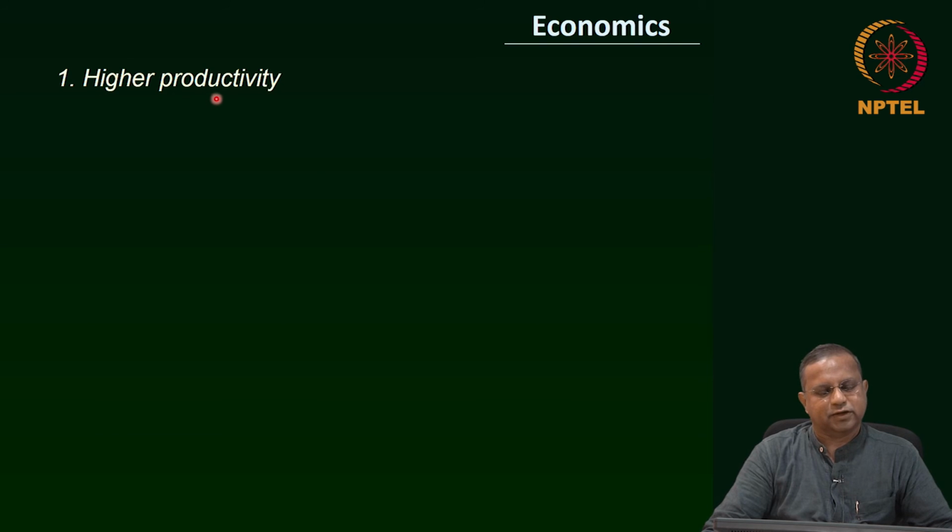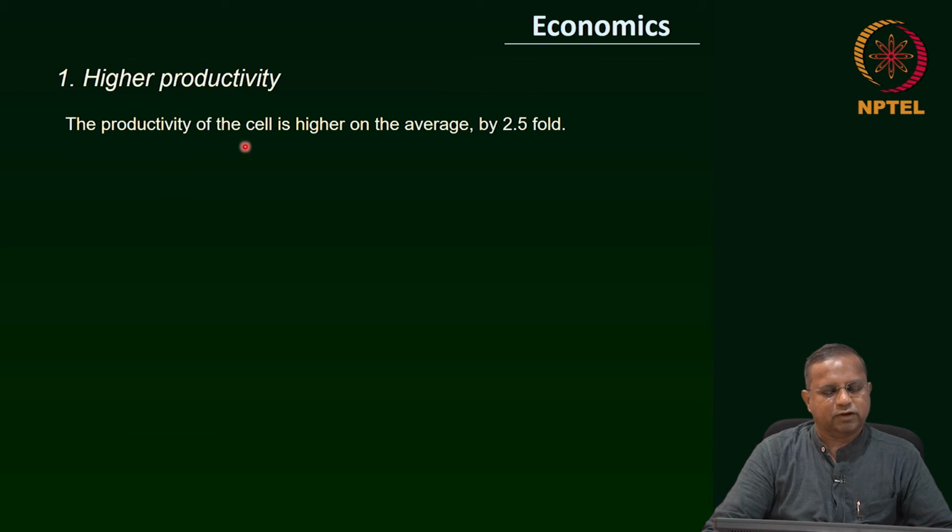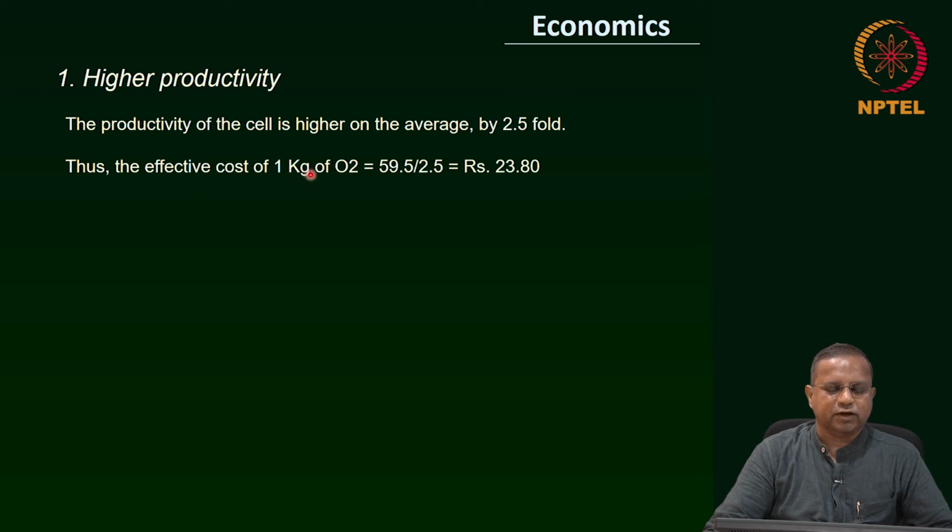first the higher productivity. The productivity of the cell is higher on the average by about 2.5 fold, that we have already shown. Therefore, the effective cost of 1 kg of oxygen drops. For the same amount of oxygen, you are getting much more product. So, you have to look at it from a product point of view. So, the product cost drops almost 2.5 fold, it comes to 2380. So, the oxygen cost for a kilogram of oxygen comes to 2380.